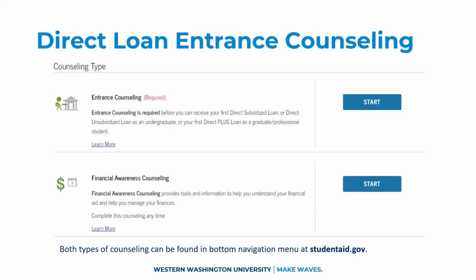And then also on this slide, we like to point out this financial awareness counseling tool that exists. It's not required, so you don't have to complete it prior to borrowing if you don't want to. But if you're still trying to make decisions about maybe how much to borrow or your cost of attendance and budgeting, this is a great resource for you. It provides some tools and information to help you understand your financial aid and manage your finances. So you can log in to complete that at any time, and it's a really good resource that we recommend you take advantage of if you want a little bit more counseling on the subject.